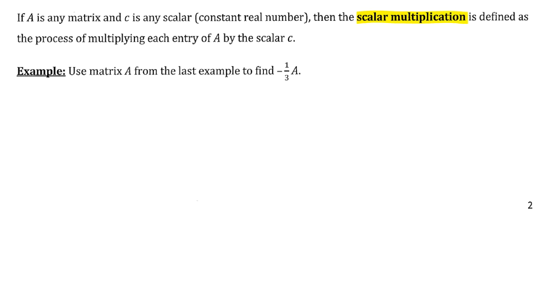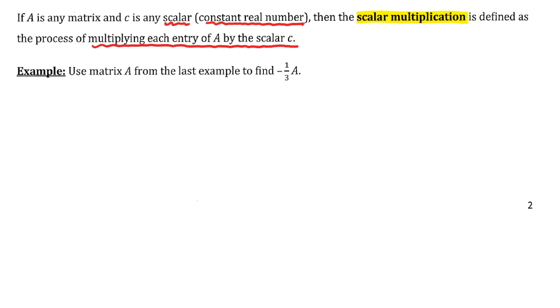Now, scalar is probably a word that is maybe unfamiliar to you at this point, but let me go ahead and shed some light on that. If A is any matrix and C is any scalar, i.e. some sort of constant real number, so that's how real numbers are referred to sometimes in this course, scalars, then scalar multiplication is defined as the process of multiplying each entry of the matrix A by the scalar C.